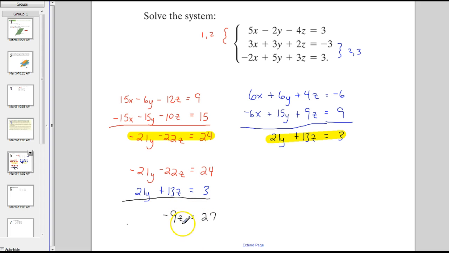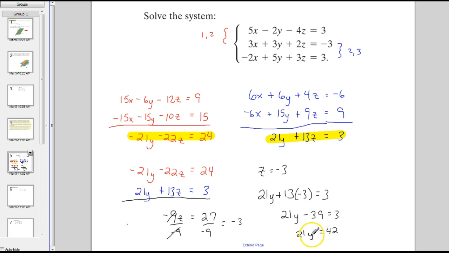And so I can go ahead and solve this for z. So I get z equals 27 divided by -9, which is -3. So I know now z is -3. And now I just use either one of these original two equations and solve for the other variable, y. So I'm going to use this one. 21y plus 13, we got z to be -3, so 13 times -3 equals 3. So going through and solving, I get 21y equals 42. Divide both sides by 21, that gives me y is equal to 2.